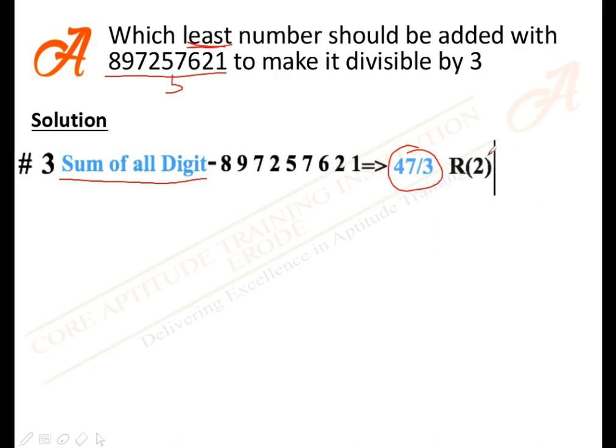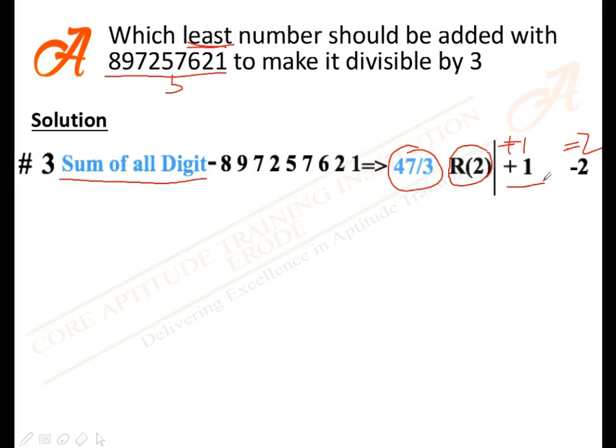So here you already have an extra 2, correct? What number should be added to make it divisible by 3? So just add 1. Just add 1, correct? What number should be subtracted to make it divisible by 3? What least number should be subtracted? Just 2. Just subtract 2.